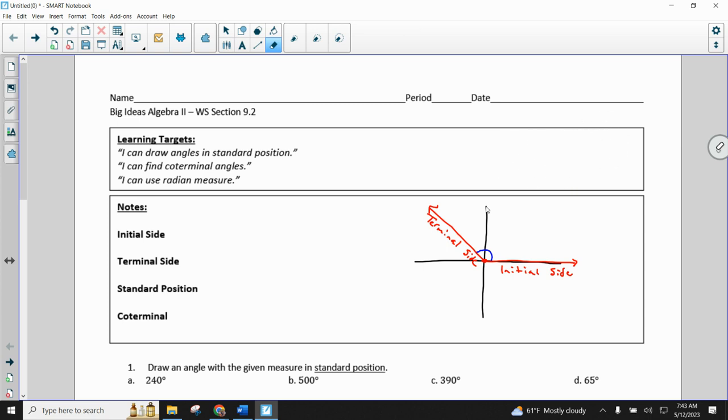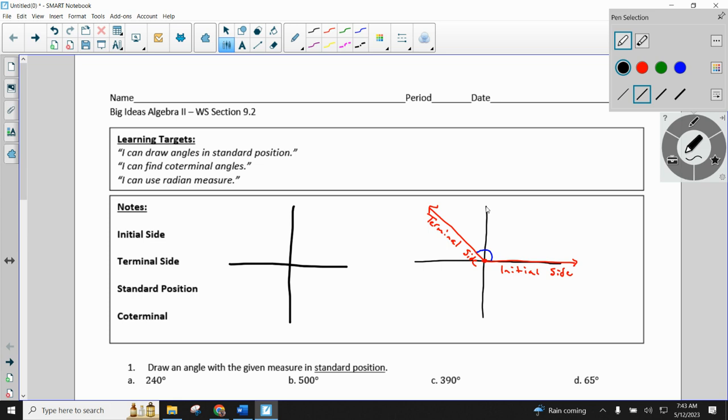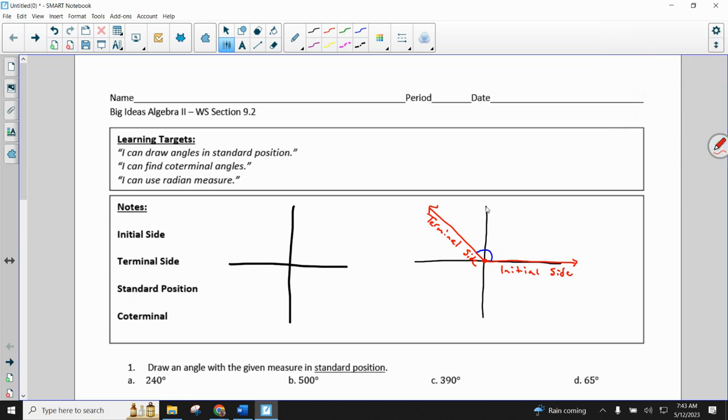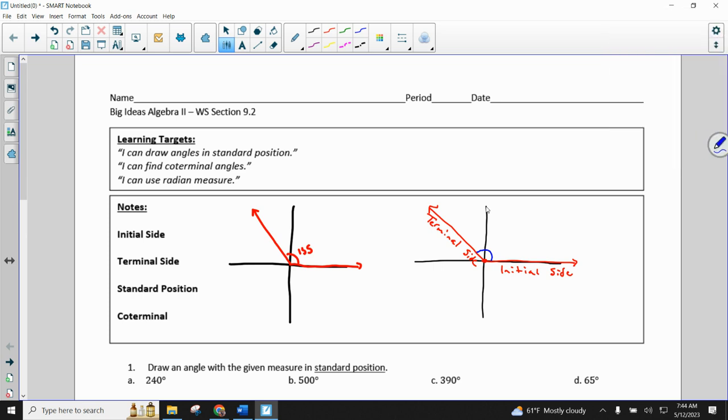So then the final vocabulary point is this. If we go to draw, again, let's say a 135-degree angle. So we put an initial side here, and we put a terminal side there, right? And we call this 135. Well, there are many other angles that will end up in the exact same spot, essentially overlapping. And we use the term coterminal to describe this.